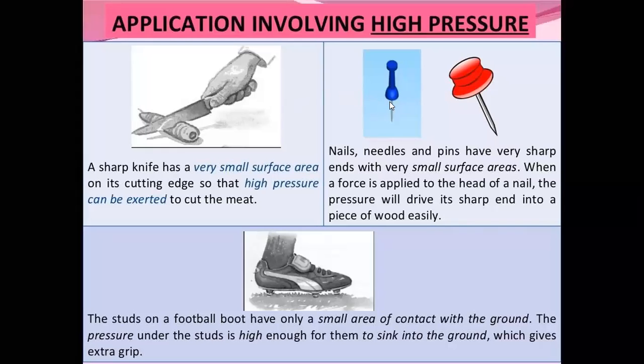In the thumb pin, the needle-like part is sharp, so it can be placed on the notice board easily. But if the tip part is blunt, not sharp, we cannot press the pin on the board.